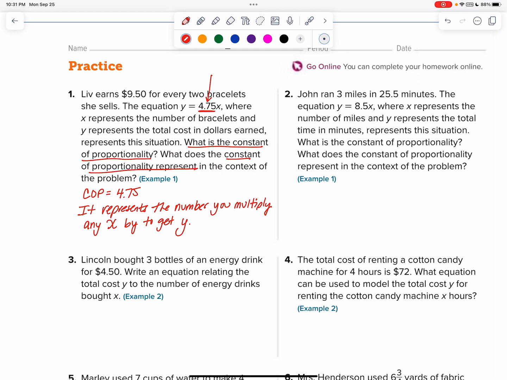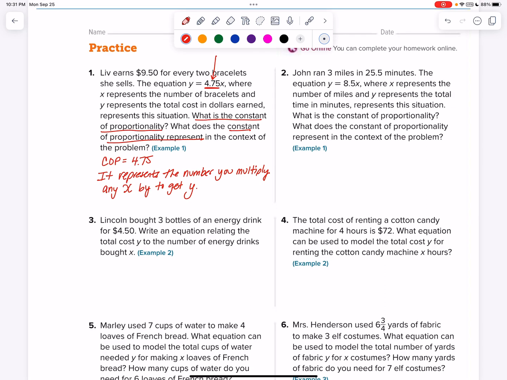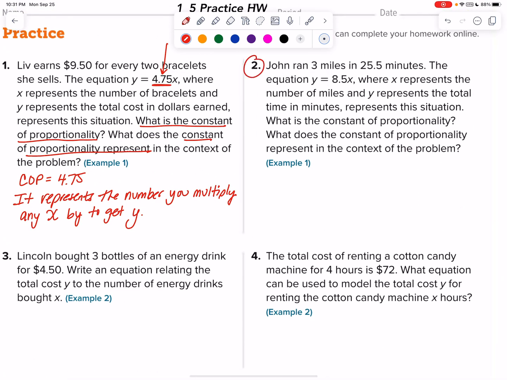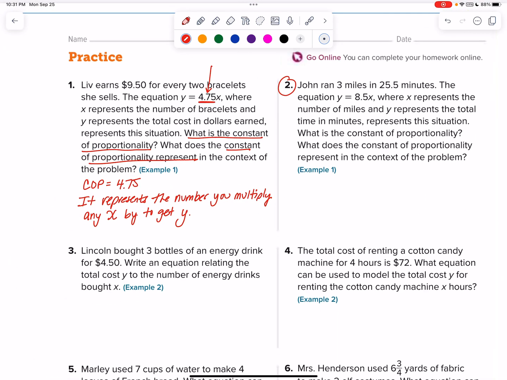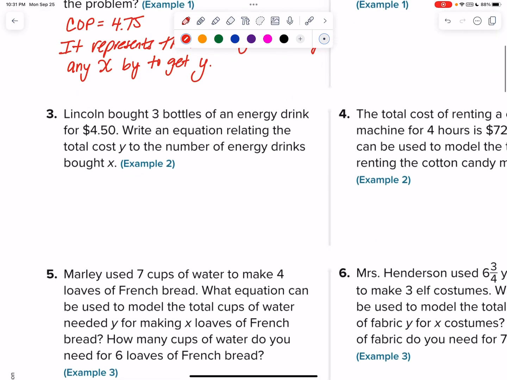It also means that if I have 1 of the x, if I multiply by 4.75, it'll tell me what my unit rate is. Okay. All right, so you're going to do number 2 on your own. It's the same idea as number 1, so you can imitate that. Let's take a look at number 3.